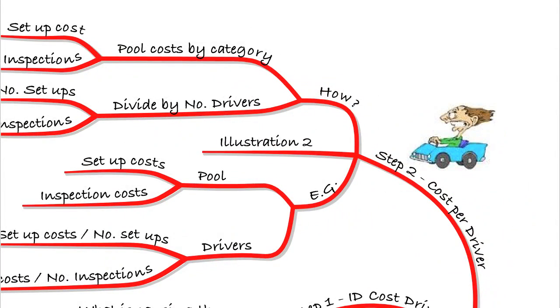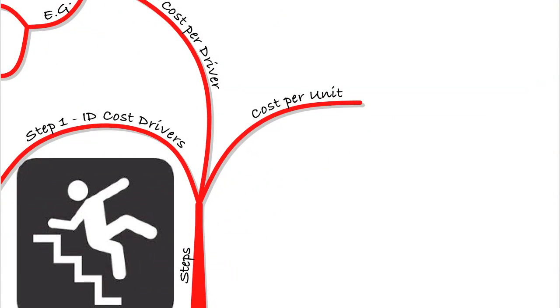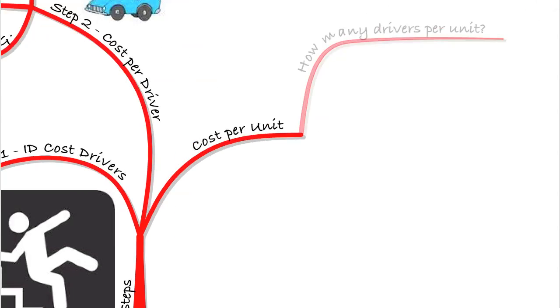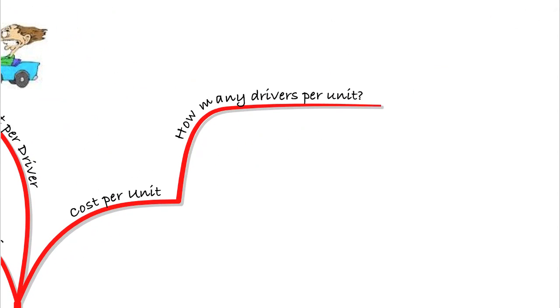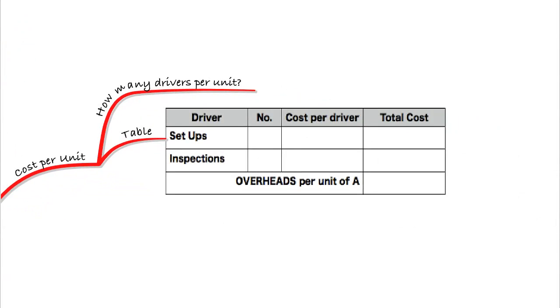Once we have our costs per driver, we can take those costs per driver and calculate a cost per unit. So what we will do is say to ourselves, well, how many drivers are there per unit? So per unit of production, remember that's what we're trying to do. We're trying to allocate out the overheads per unit of production. So we're going to ask how many drivers there are in each unit that we're producing. So we'll need to do a table such as this one.